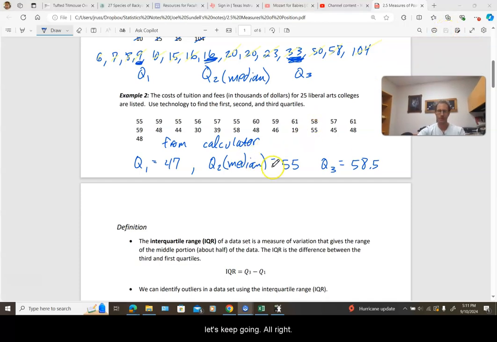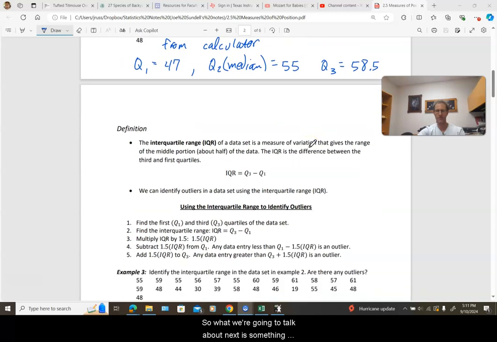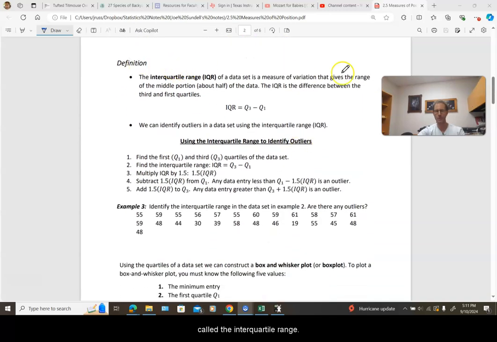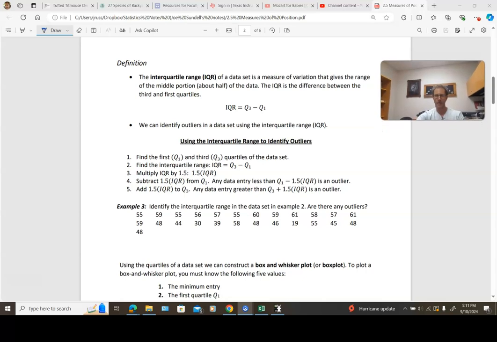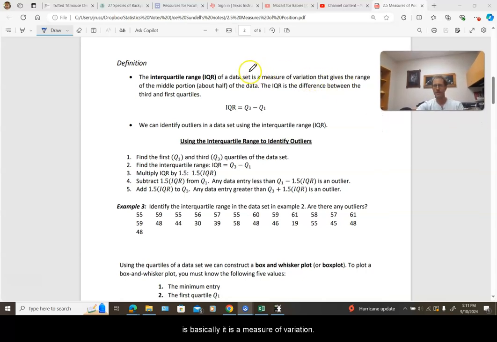Okay, well, let's keep going. So what we're going to talk about next is something called the interquartile range. What this is, guys, is basically a measure of variation. It gives us the range, or the middle portion of the data. And you find it by finding the difference between the third quartile and the first quartile.